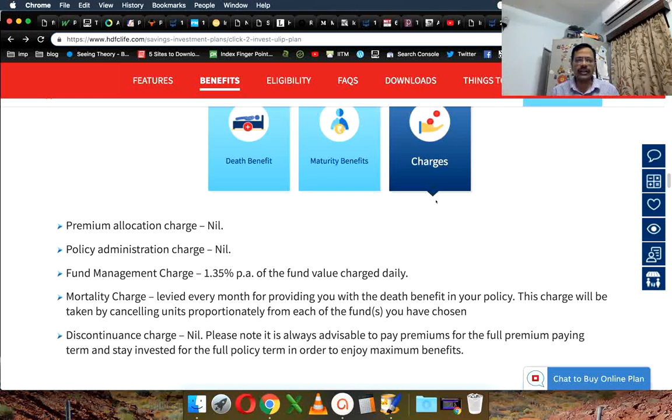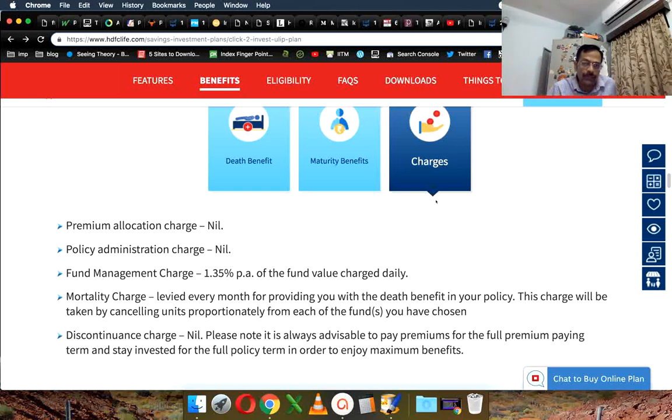What is important in a ULIP is the mortality charge. Now the mortality charge, let's read that off, is levied every month for providing you with the death benefit in the policy. The charge will be taken by cancelling units proportionally from each of the funds you have chosen. That is the unit linked idea. So they will remove units from your mutual fund, that is the ULIP mutual fund, every month as premium for your term insurance.